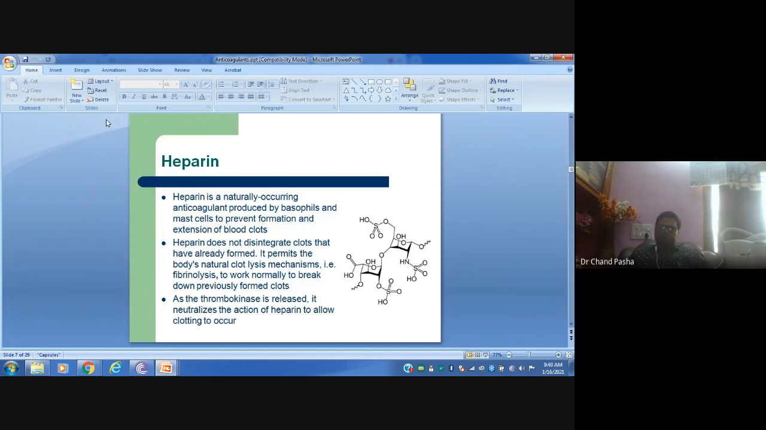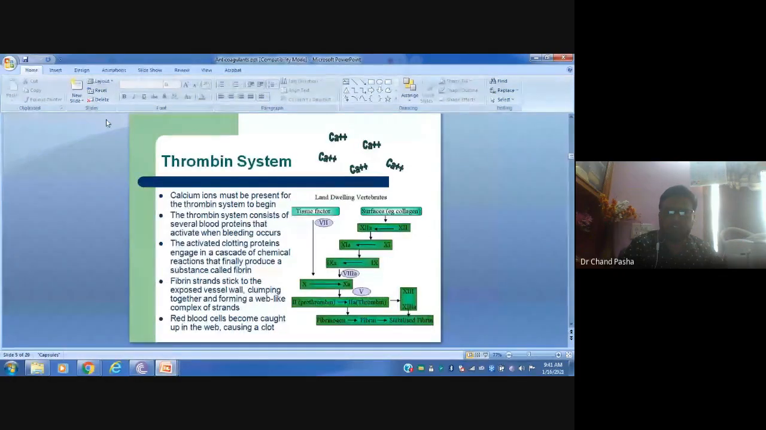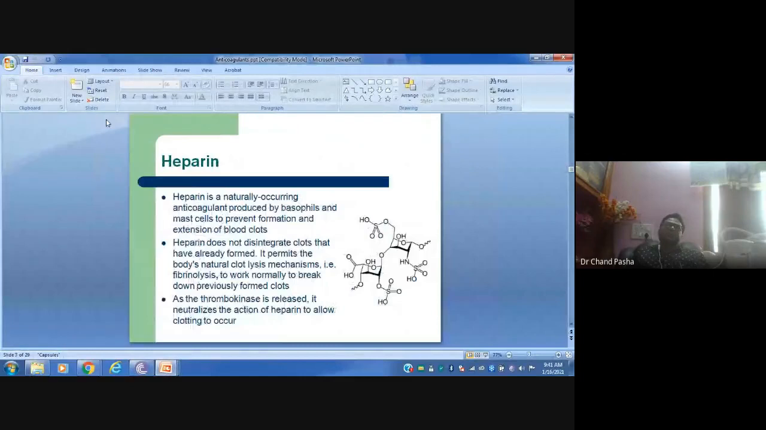It binds to divalent cations. Calcium is a divalent cation, so it binds to the calcium and makes it unavailable for the clotting process. Once it is not available, the remaining reactions, the activation of the initial clotting factor, factor 12, do not take place. Calcium is involved in several processes, even including the first step. So as calcium is not available, the clotting process does not take place. That's how EDTA works.